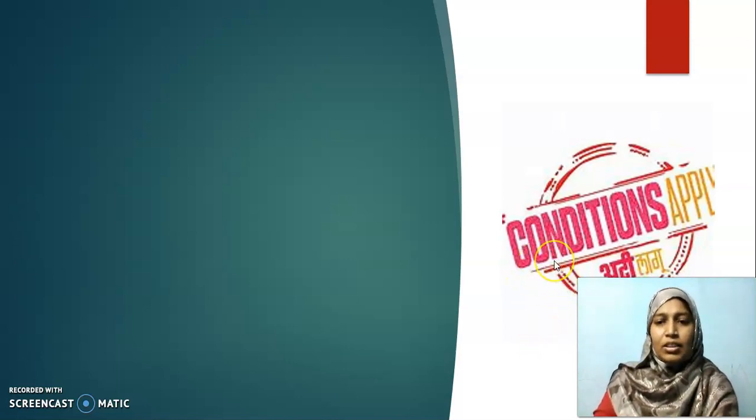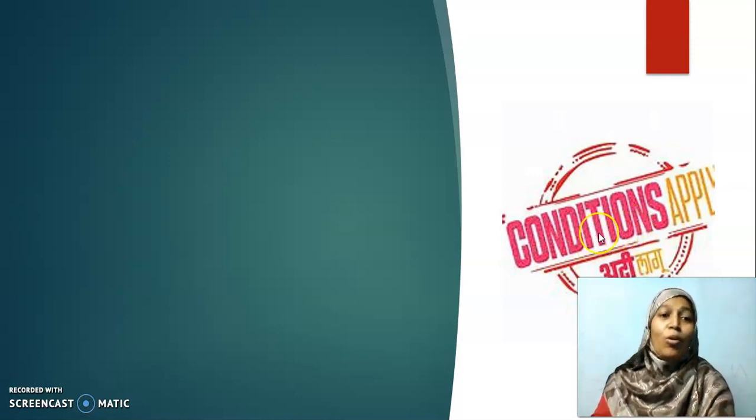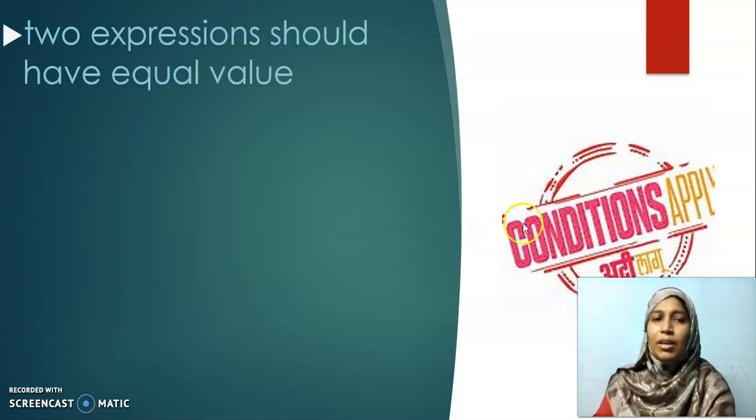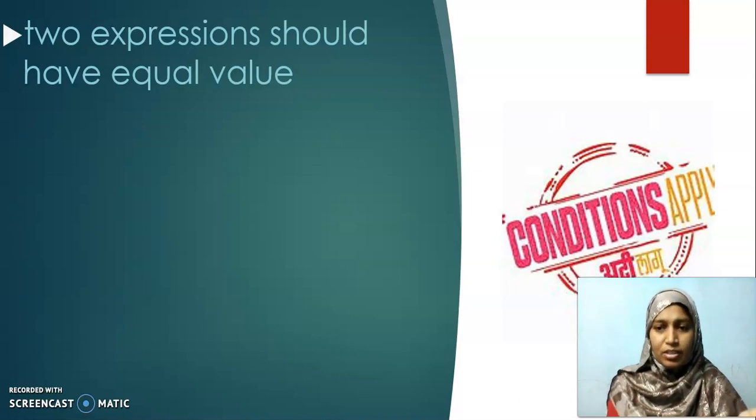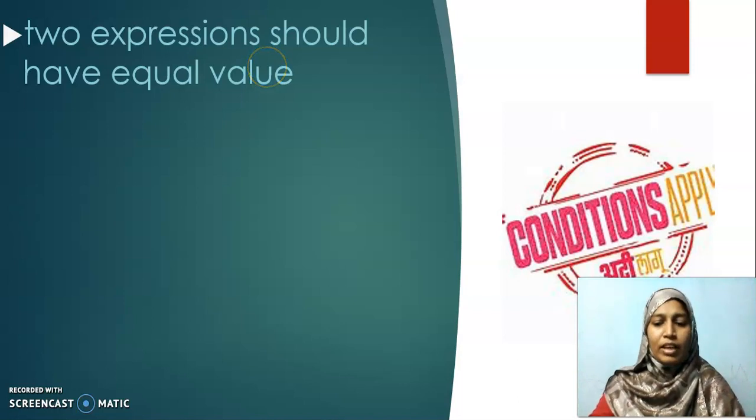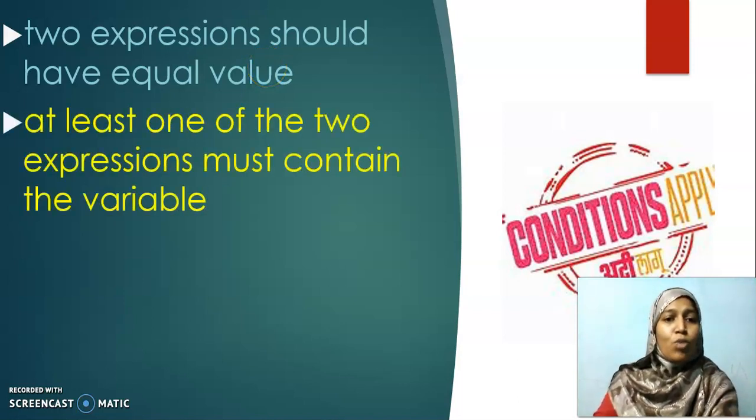Whenever we buy things, we used to say conditions apply, isn't it? What are the conditions that we should remember when we have an equation? The two expressions should have equal value. If I substitute the value for a variable, both sides should be balanced, like a physical balance. Both should have equal values. Then at least one of the expressions must contain a variable. Without a variable, that equation will not have any sense.